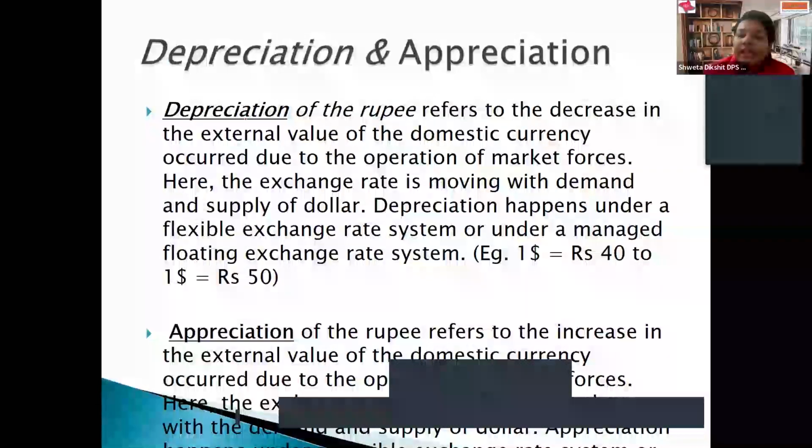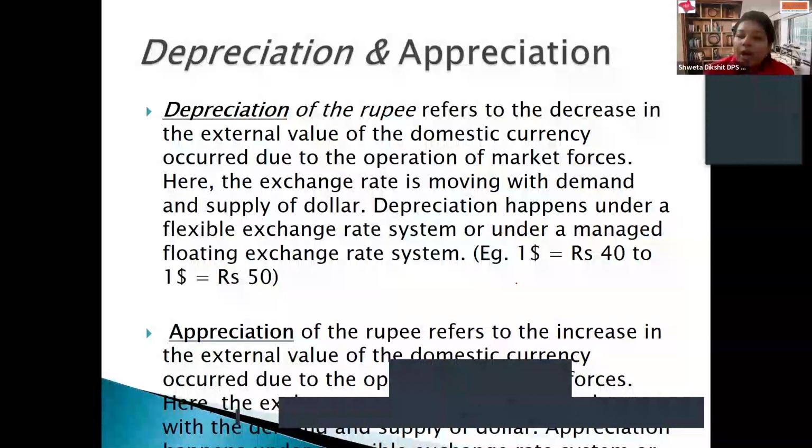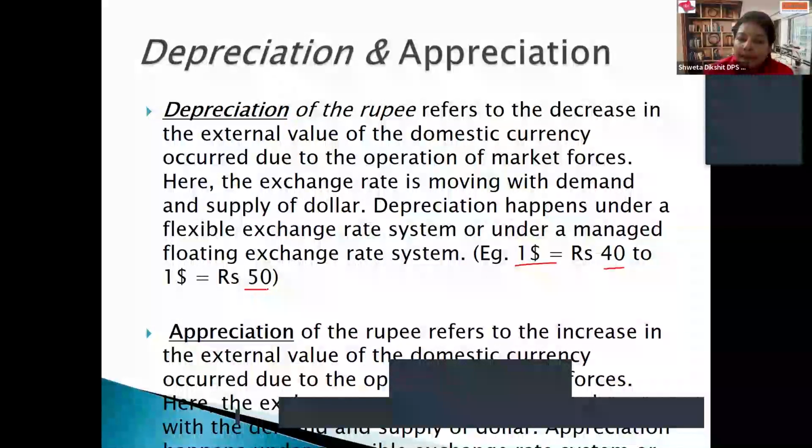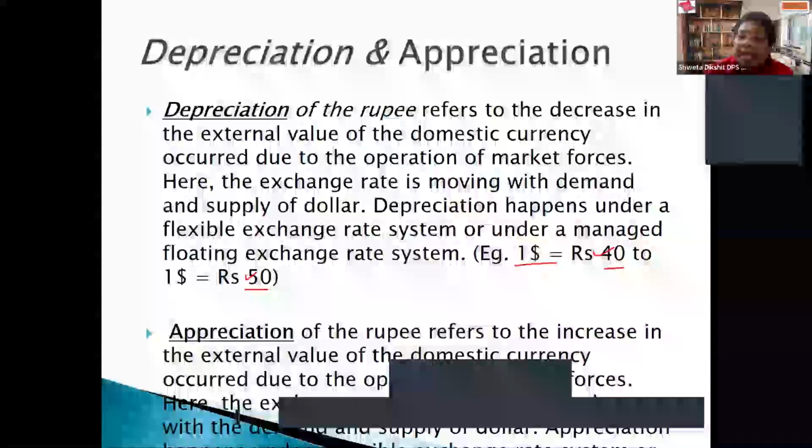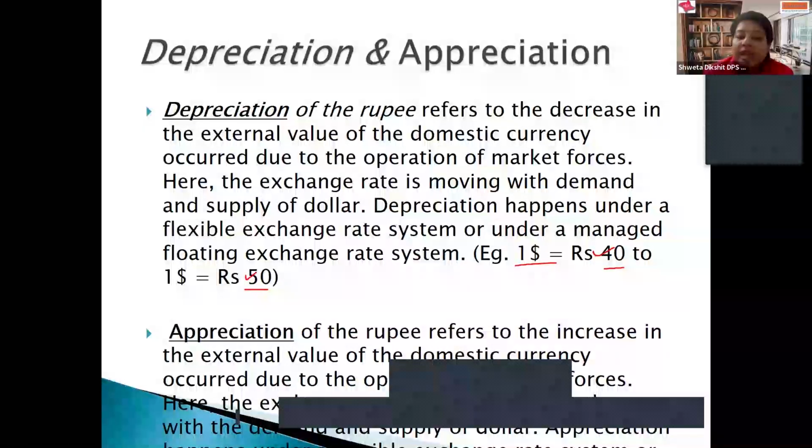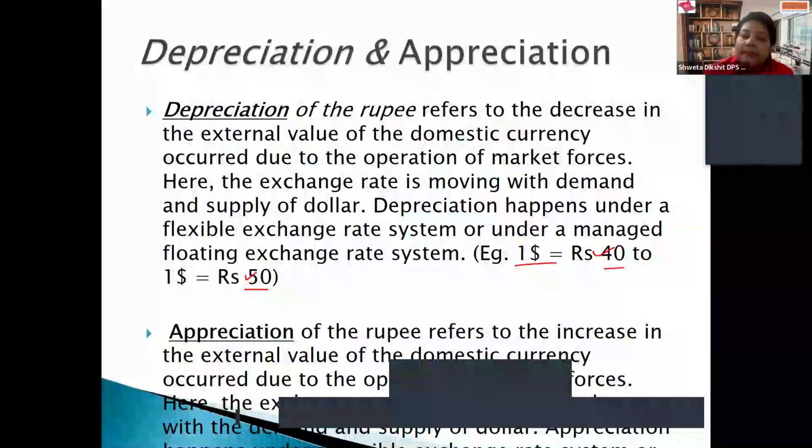Suppose we can buy 1 USD for 40 rupees. Now suddenly for buying $1, we have to pay 50 rupees. You see, for buying a single dollar, now we have to spend more than what we were spending earlier. That means earlier we were spending 40 rupees. Now we are spending 50 rupees. So in this sense, our rupee, that means our INR, has been depreciated. Its foreign value has fallen.